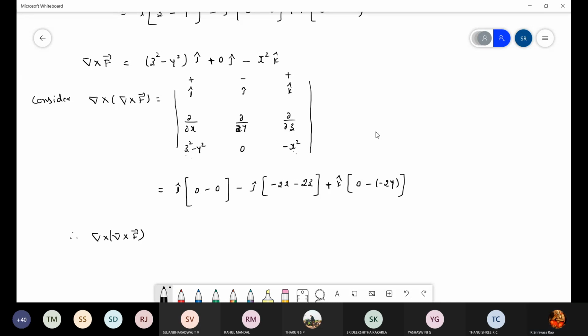this is 0. Okay, 0 i cap, no need to write. So here I will take minus common. In both the terms minus is there. So minus minus becomes plus. It becomes 2x plus 2z j cap. And here also minus minus becomes plus. So plus 2y k cap. This is the answer.